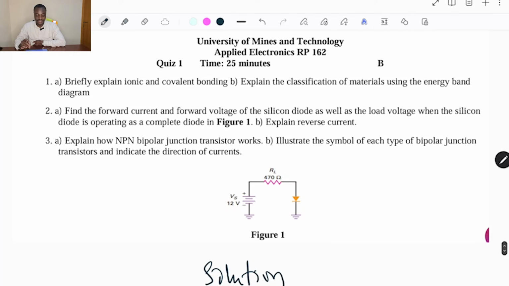So let's start with the first question. Briefly explain ionic and covalent bonding. So when you talk about ionic bonding, that is the transfer of electrons from one atom to another, right? And then when we talk about covalent bonding, we have a situation where electrons are being shared between atoms.